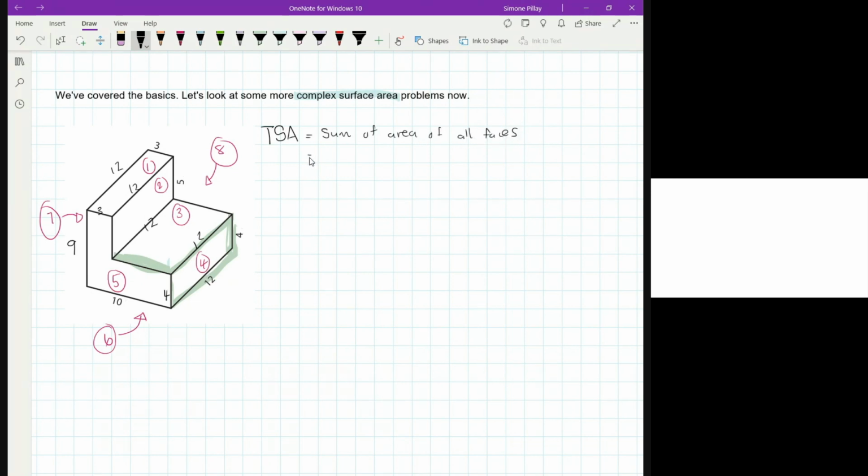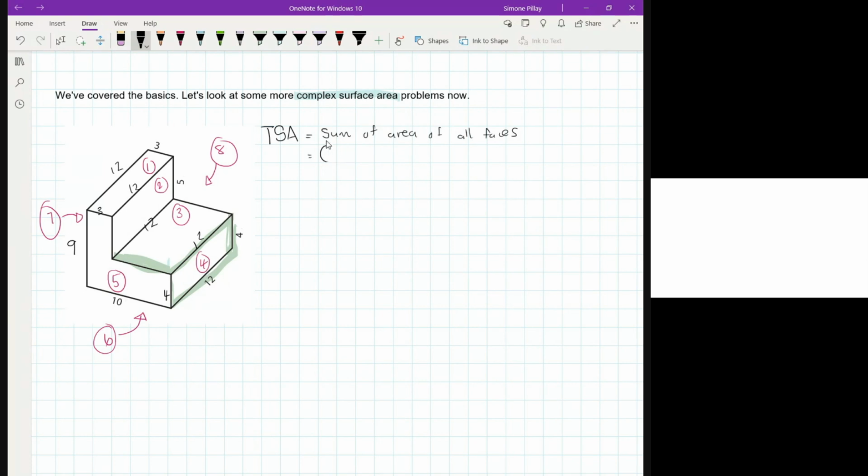So what we are going to do is we're literally going to find the area of each face and then add them together. But I'm going to do all of it in one step, so just work with me, you guys. We're starting with face number 1. It's all rectangles, so to calculate the area, it's all going to be length times breadth.